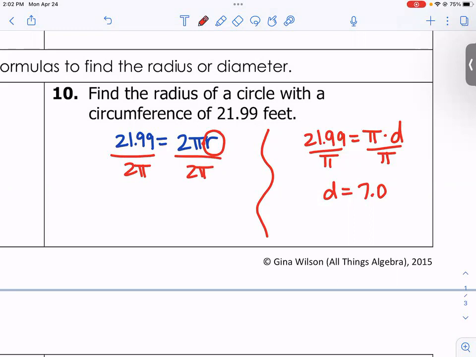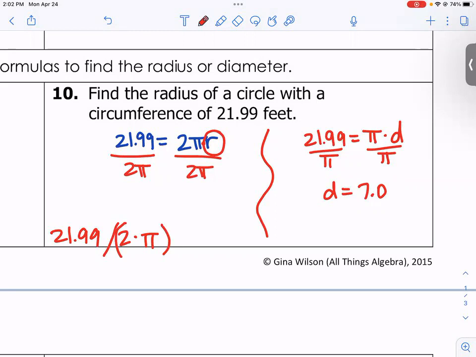If you, in your calculator, type in 21.99 divided by 2 times pi, it is going to take 21.99 divided by 2, and then it's going to take that times pi. But we want 2 pi, all of it, to be what we're dividing by. So we would need parentheses if we're going to do that.